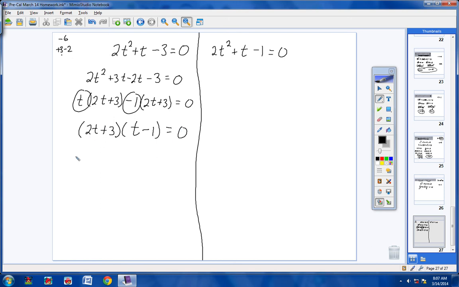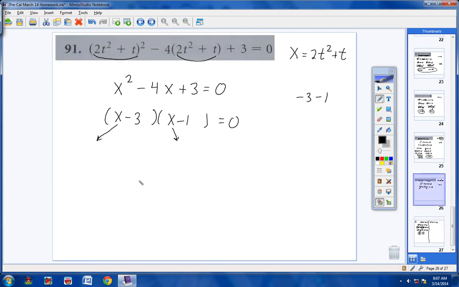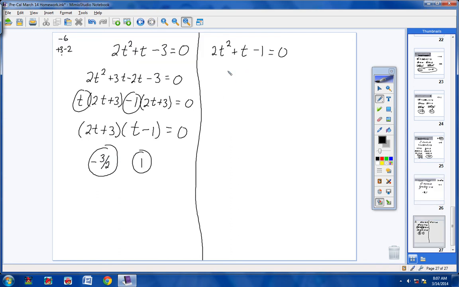Now, I'm not going to do this work for you, but if you take 2t plus 3 and set it equal to 0, bring the 3 over and make it negative, divide by 2, you will get negative 3 halves for this answer. Over here, if you take this group and set it equal to 0, bring the 1 over and make it positive, you'll get 1 for an answer. So far, back to our original problem, we have two answers, negative 3 halves and 1. All right, now let's go ahead and solve this group.